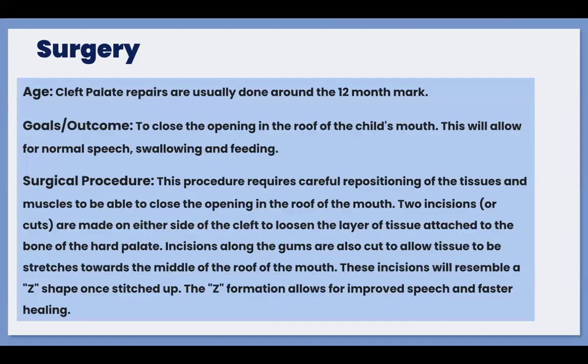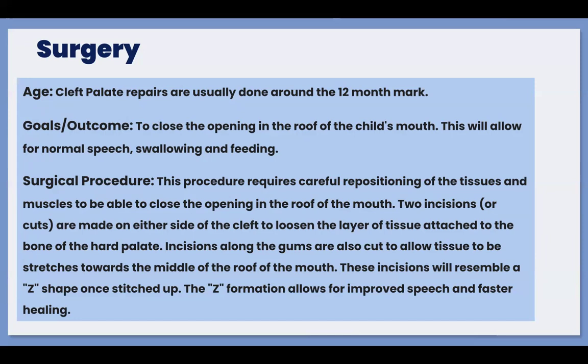But the surgery is usually done around the 12-month mark. Its goal is to close the opening in the roof of the child's mouth, which will allow for normal speech, swallowing, and feeding. It's a pretty complex surgical procedure, but essentially, it is taking the tissues and muscles around where the hole is and attaching them to the bone of the hard palate.